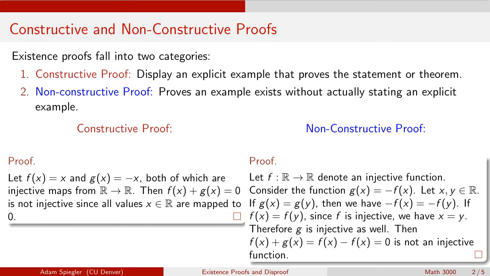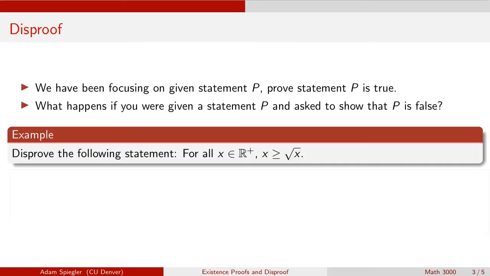And so we haven't actually constructed concrete examples for f and g, but we've shown that for any injective map f, we can construct an injective map g so that the sum of those two functions is not injective. So really, this is a generalized proof of the concrete example that we constructed previously. Both of these are totally valid proofs for the existence statement that we looked at on the previous slide.